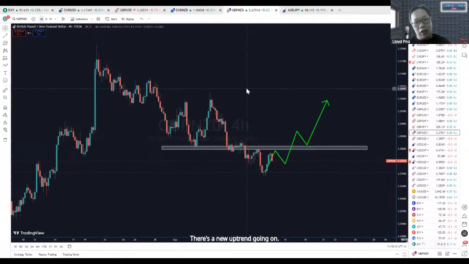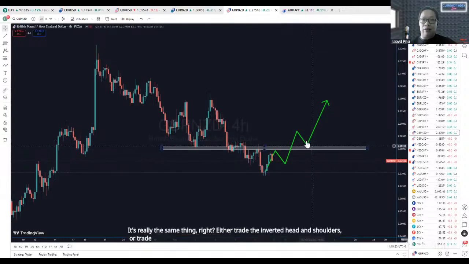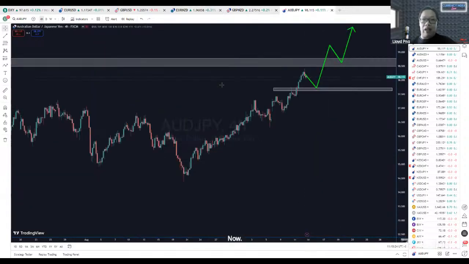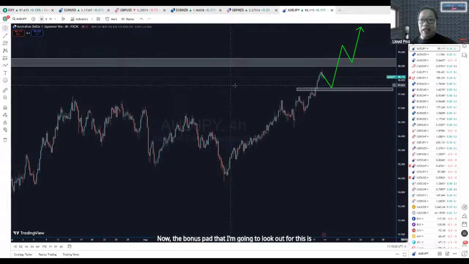Pound Kiwi. So again, best buddies, pound and euro is really the same thing, right? Either trade the inverted head and shoulders or trade the next higher low. Now, the bonus pair that I'm going to look out for is Aussie yen. Aussie yen, yes, these two I've placed in the middle, which is really, I don't know where to go. But Aussie yen itself, if you look at the H4 chart, really, really nice looking.